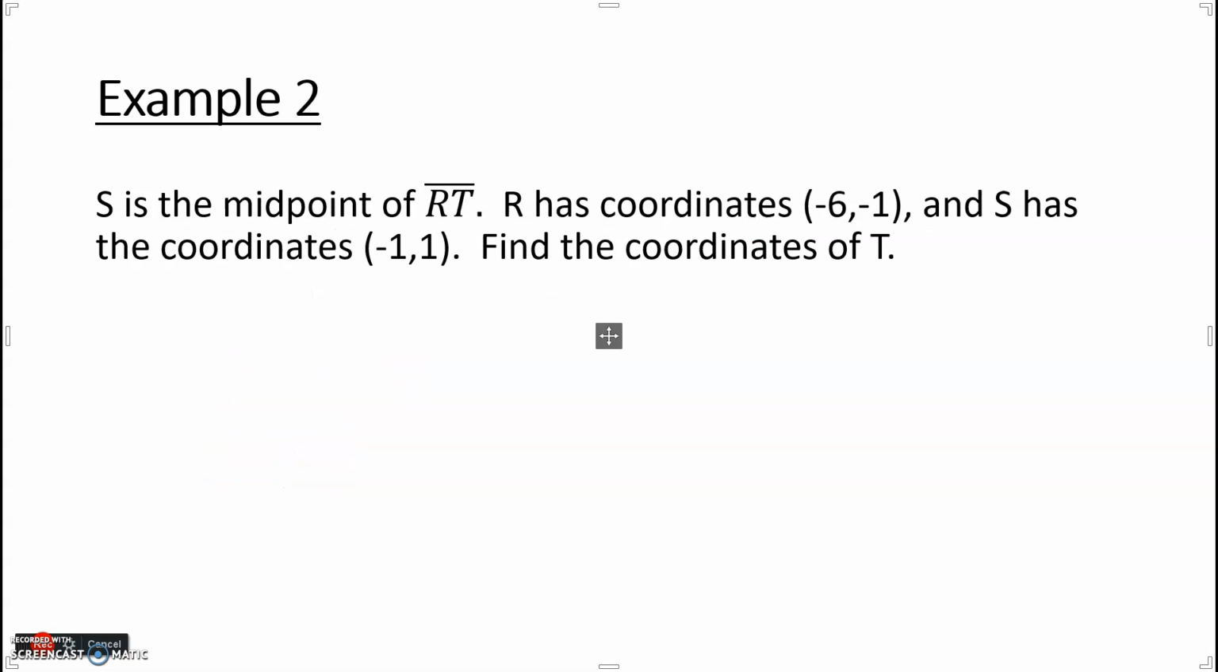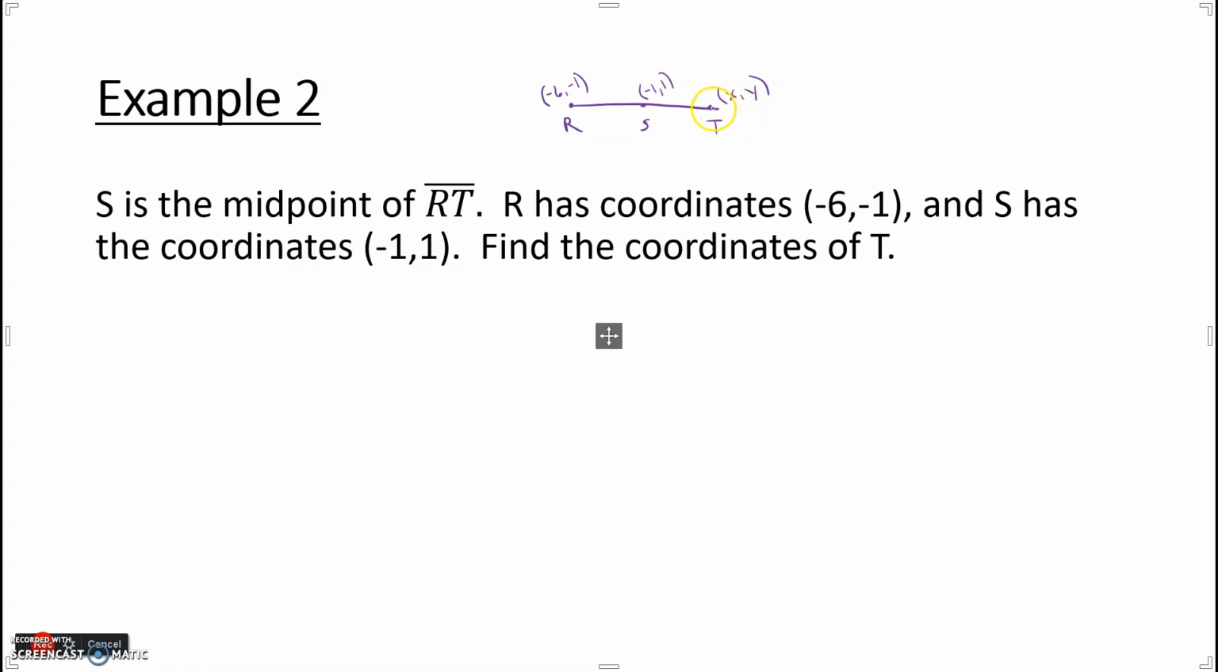Moving on. Now this one's a little bit different. This says S is the midpoint of RT. So we have line segment RT, R to T, and you know S is in the middle. It tells you R, and you could graph this on graph paper, but I'm not going to go that far. And S has the coordinates of -1, 1. We don't know T, so we're just going to say it has an x coordinate and a y coordinate. These are what you want to find.